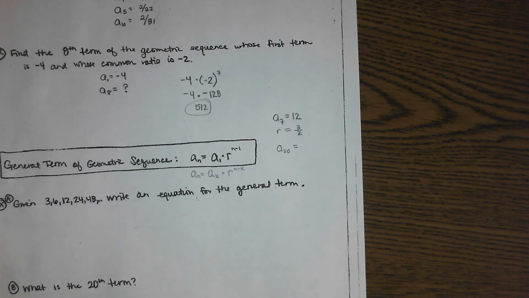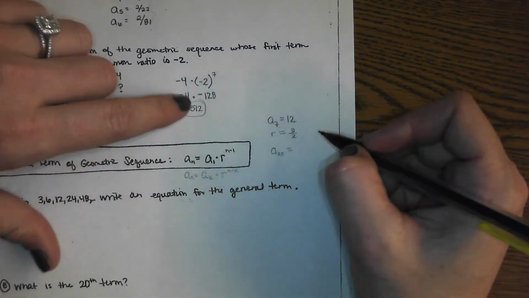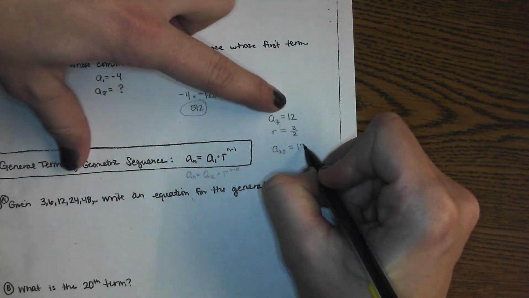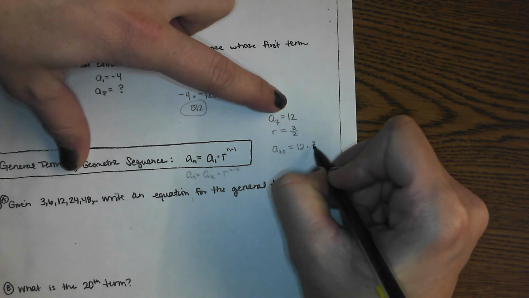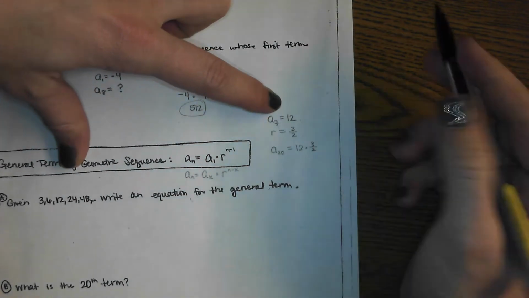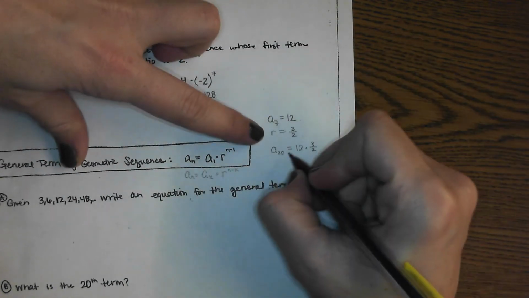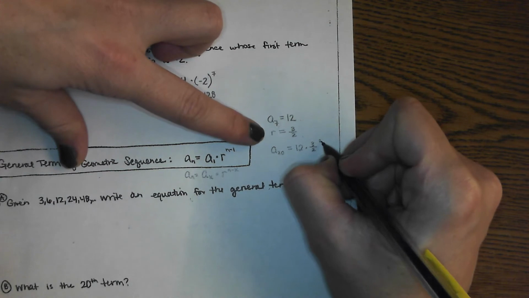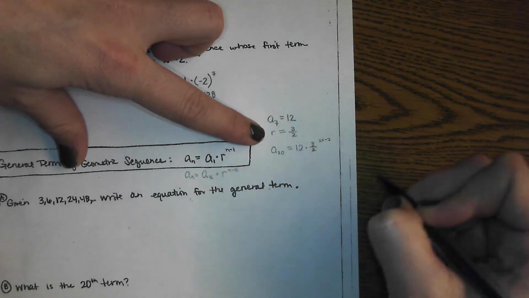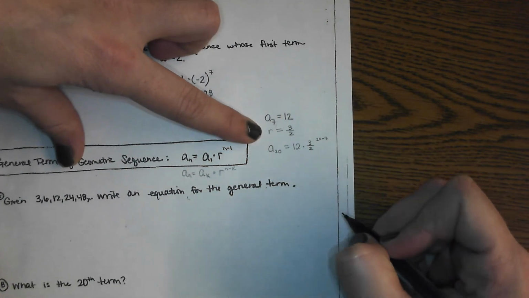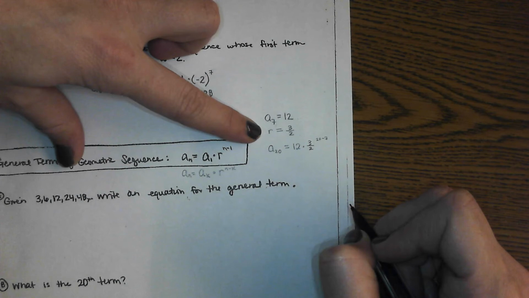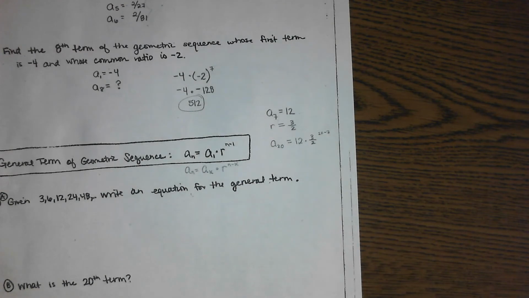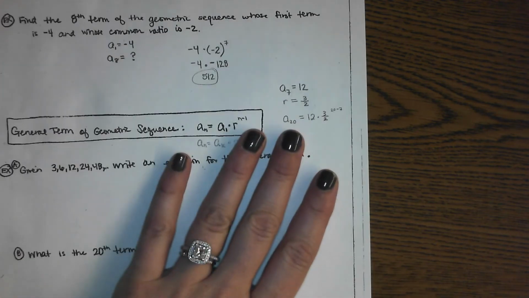So if this were the case, a sub 20 would be your starting number of 12, and you'd multiply by your 3 halves 13 times, which really comes from 20 minus the 7th term that we started on. Does that make sense? And then I gave you that. That's going to be a calculator question. But the a sub 1 really limits you.